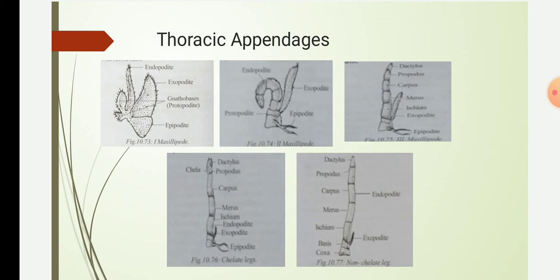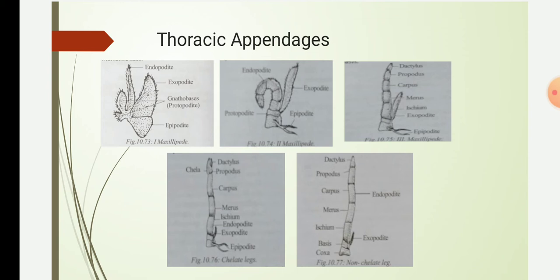No need to remember all this, just remember the number of segments. The protopodite consists of 2 podomeres, coxa and basis, whereas the endopodite consists of 5 segments. No need to remember the names. And then the exopodite of the walking leg is very much reduced into filaments, in order to walk.